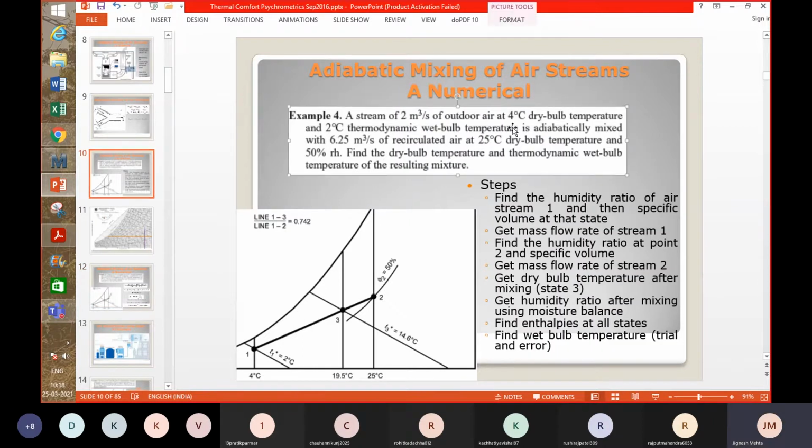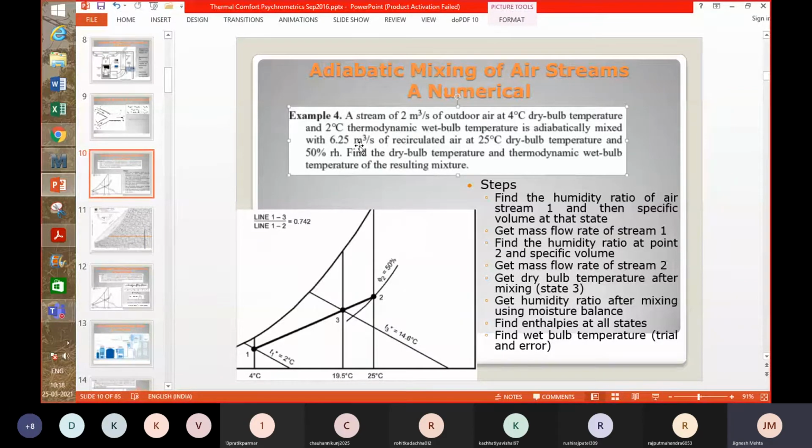Right, so here there are two states. One is 4 degrees Celsius dry bulb temperature, 2 degrees Celsius wet bulb temperature. Actually, this could be a winter air conditioning case. So outdoor air is at a very low temperature, 4 degrees Celsius and 2 degrees Celsius, right? So you first locate that point.